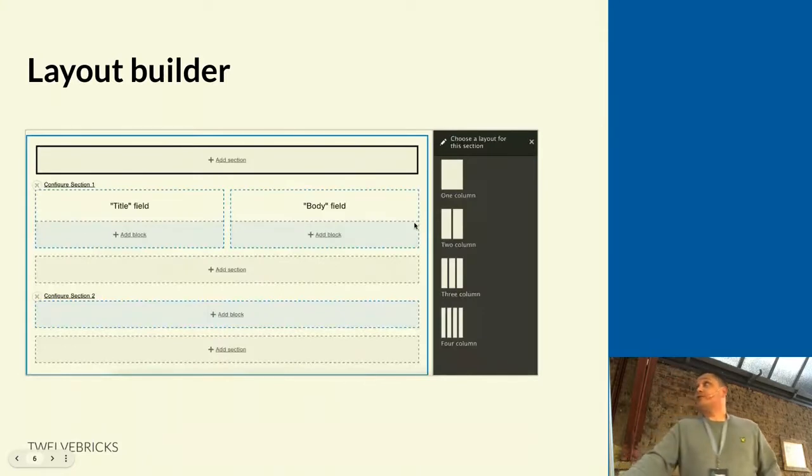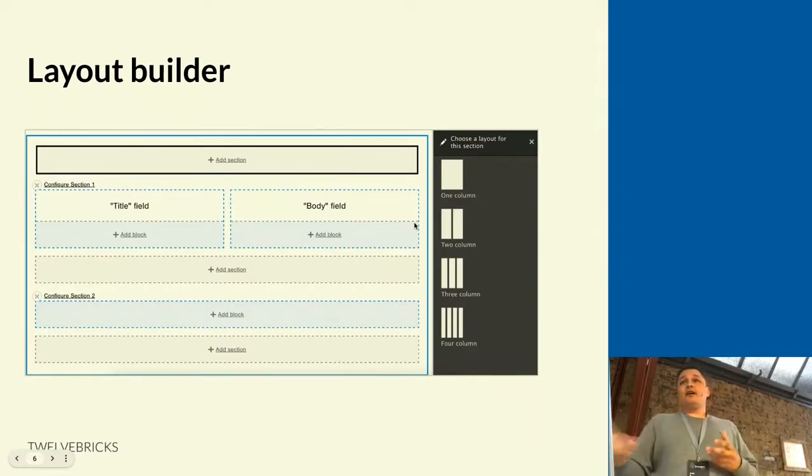This is an example of the interface. As you can see, well, it might not be that clear on the screen, but there is a way to add sections. And you can also add sections in between other sections, so that's also a big improvement over paragraphs out of the box. And when you add a section, as you can see in the right sidebar, there's a way to select a layout for a specific section. By default, Drupal ships with column layouts. And in this case, columns are called regions. And in regions, editors can place blocks.